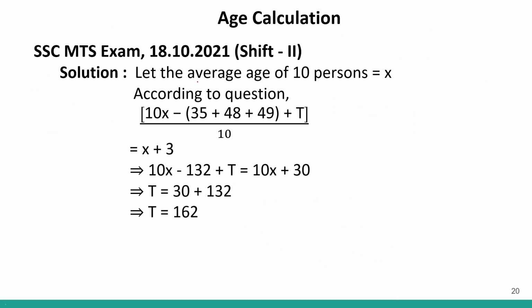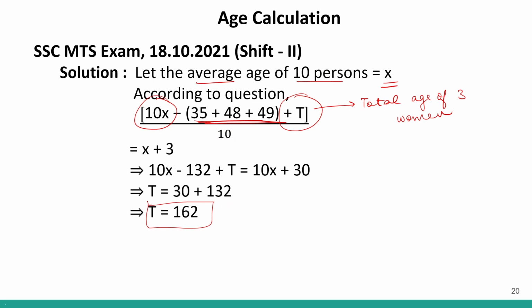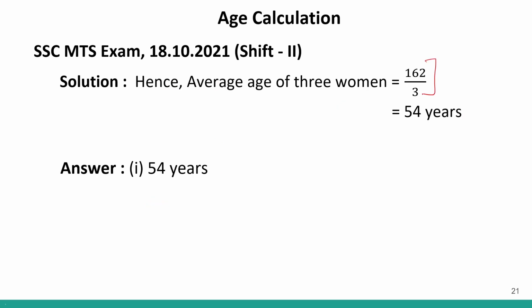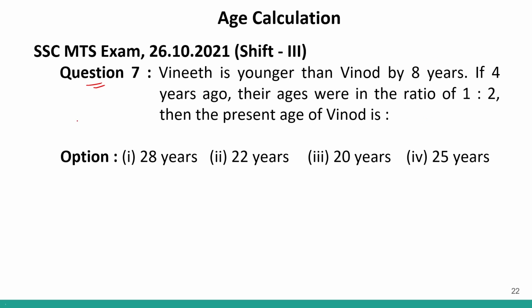Here you can see average, we have taken 10 persons to be x. From 10x, we have substituted the value of these 3 men and added the value of the women. So T is the total age of 3 women. And then over here, we have divided by the number of people. So we got the value of T as 162. And to find the average, we divided by the number of women, that was 3, to get 54 as the answer. Clear?